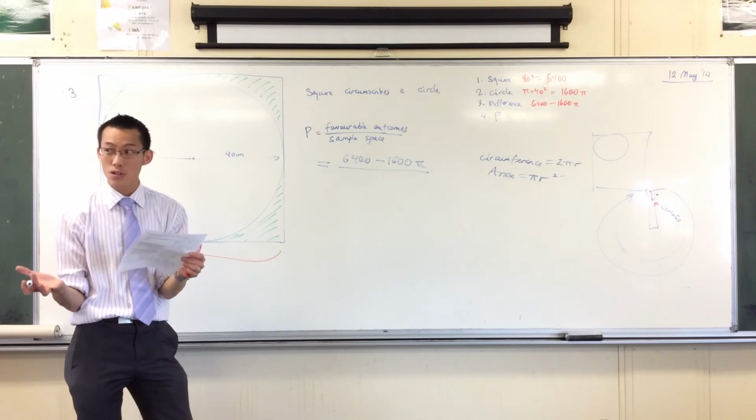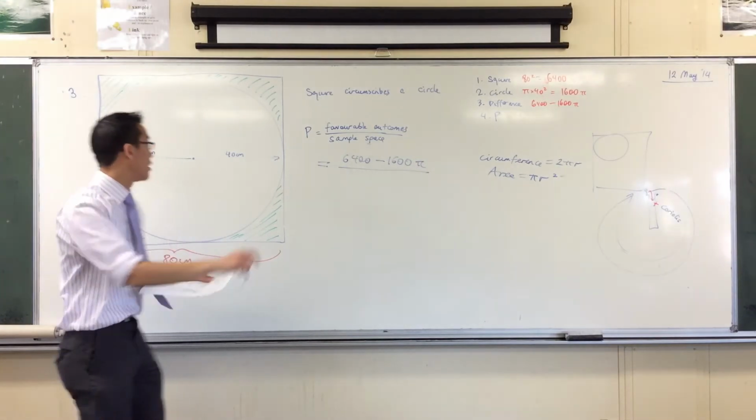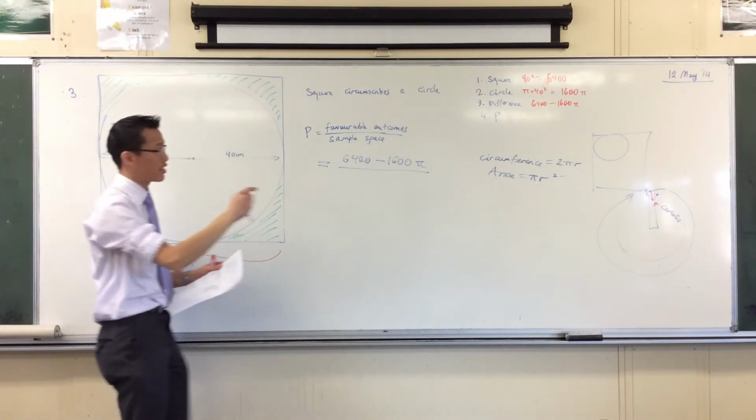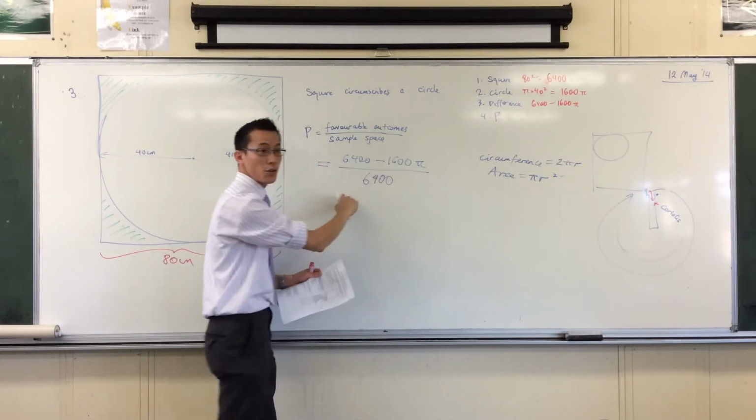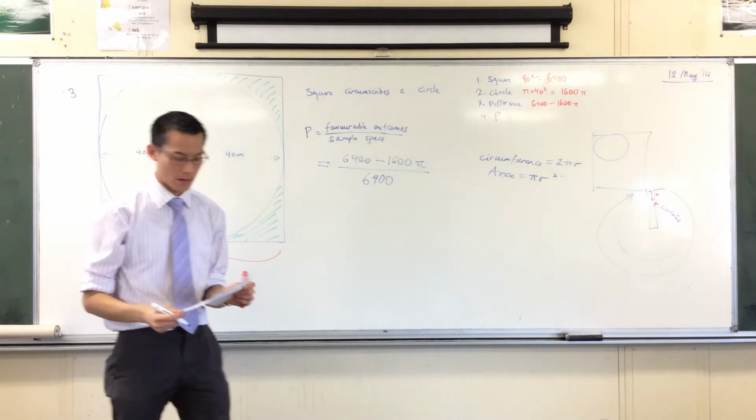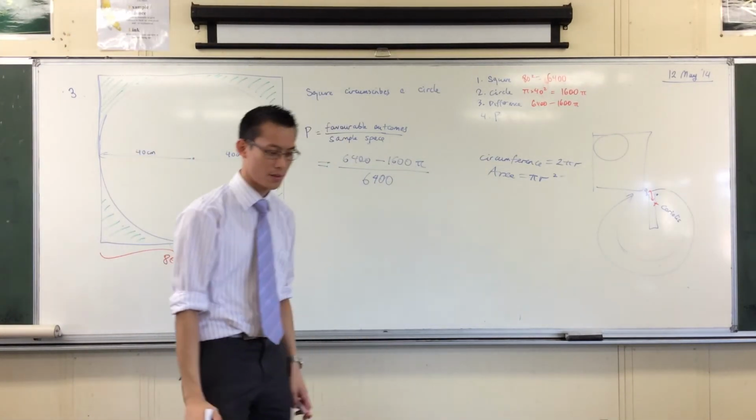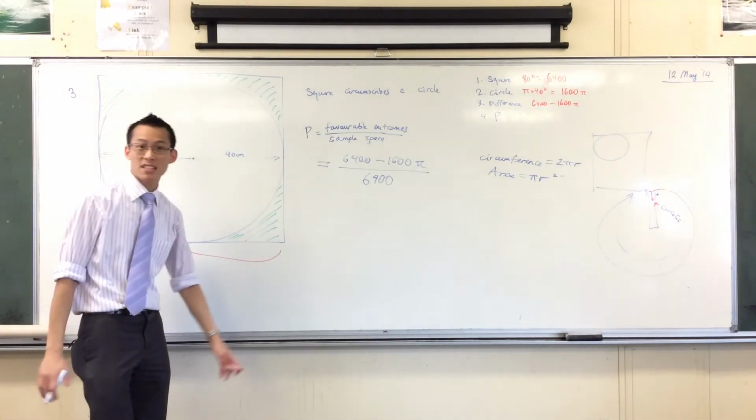But where are they chosen? Within the square. That's right, so it's somewhere in here. So therefore, I need to put in the area of the square. This is the total number of places I could possibly be, or the area that corresponds to those. So that's the fraction.